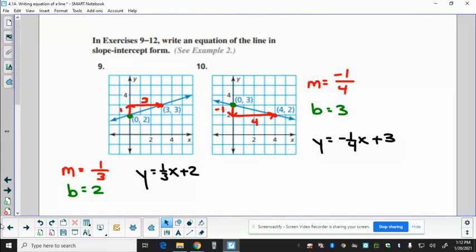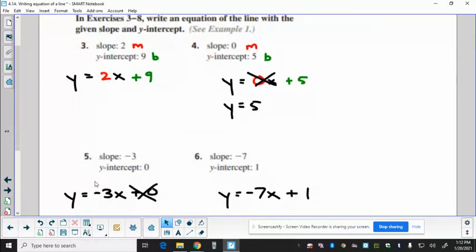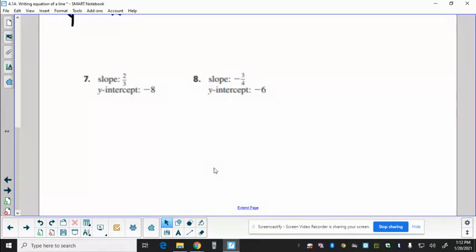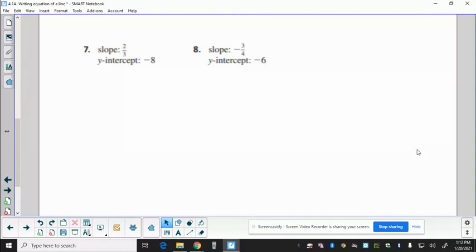Actually, I skipped 7 and 8. Let's go back and get 7 and 8. Sorry about that. All right, here we go. Y equals m x and B. Number 8. Y equals m x and B. Now we're done.